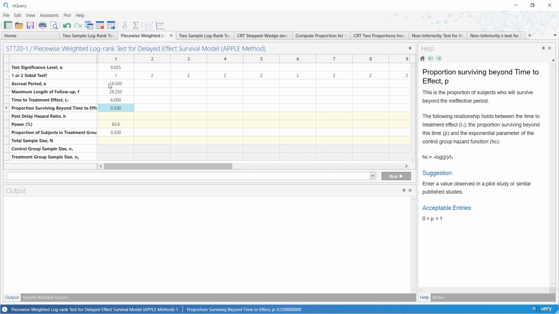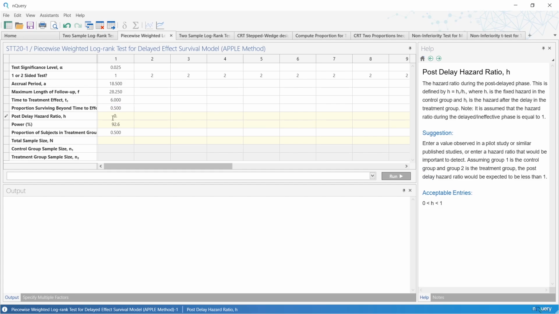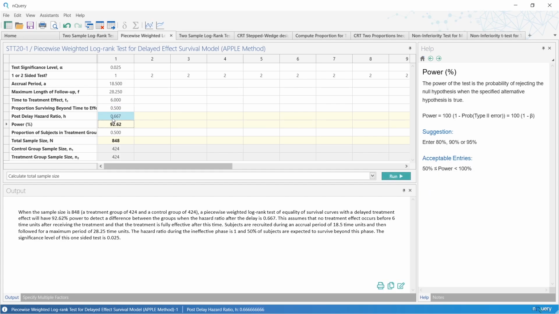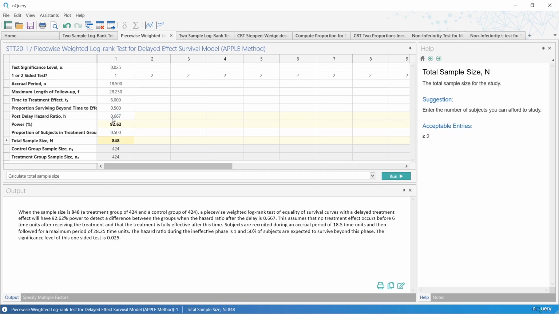That's ignoring the accrual effect, by the way. Obviously, that would make things a lot more difficult to analyze, but that's ignoring that. That will obviously be accounted for in the calculation, but this little formula here doesn't account for that. And then we have our post-delay hazard ratio, which we're going to keep the same as before, of 0.66666, or 2/3. And you'll see here that we'll need 848 people per group.